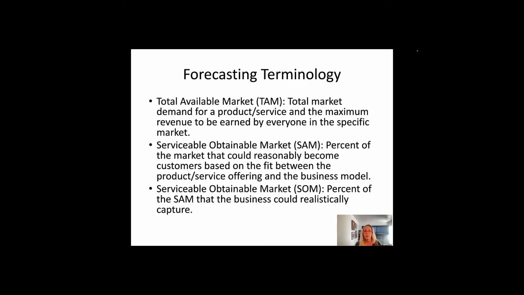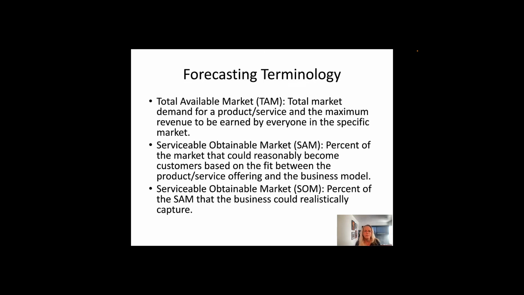So if we're thinking, and again, this is very large, think like California might be your TAM for your particular product that you're selling. And then the serviceable available market is the percent of the market that could reasonably become customers based on the fit between the product and service and the business model. So if your TAM is your state of California, think of your SAM as maybe San Diego County.